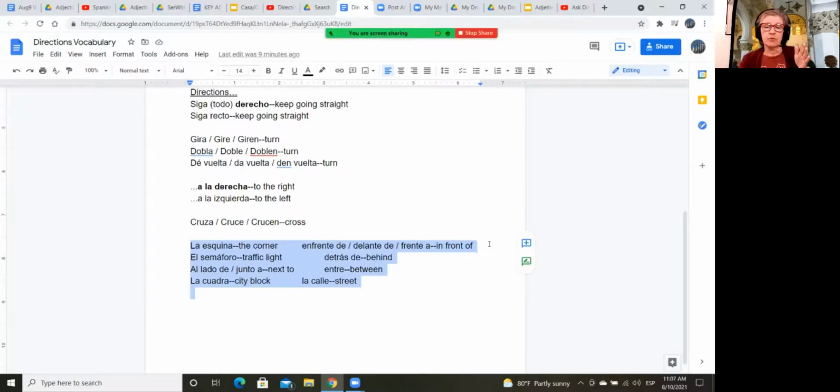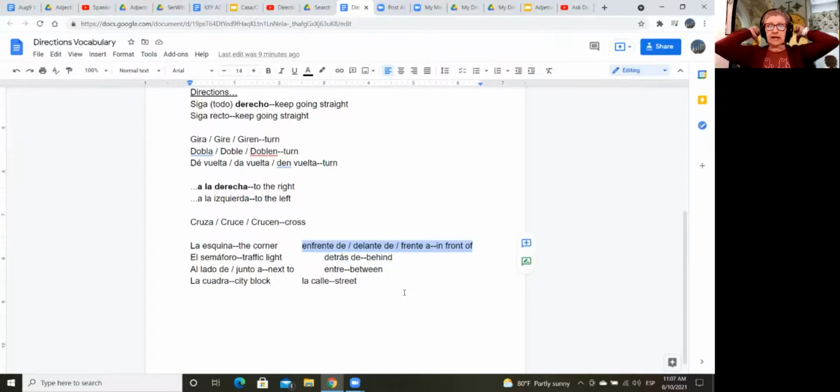You may hear different words for in front of, but well, it's not all. Delante kind of sounds different. Enfrente de, delante de, frente a is in front of or facing, right? Detrás de means behind or in back of. Entre means between. And just the word for street is la calle, la calle.